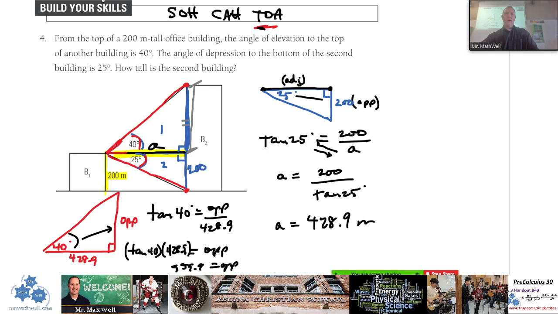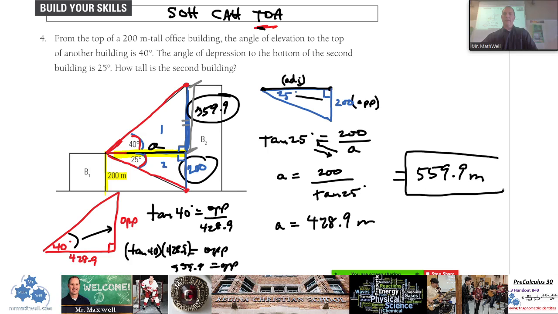All right, so how do we solve this problem now? Well, we've got the two pieces that we're after. You simply add these two and your solution should be 359.9 plus 200, which is 559.9 meters. Make sure you have your units in there, and that is the answer to your question. Okay? So that's 4.2 number 4 from your workbook. That's an angle of elevation, angle of depression question there.